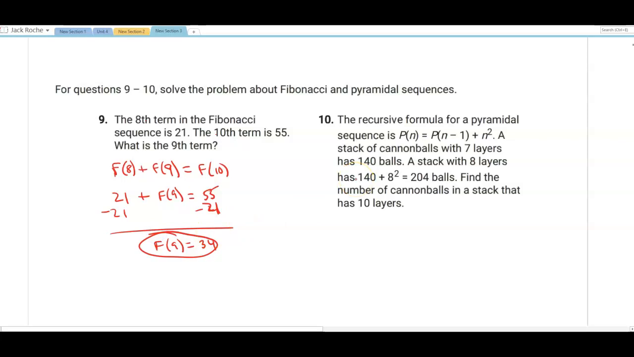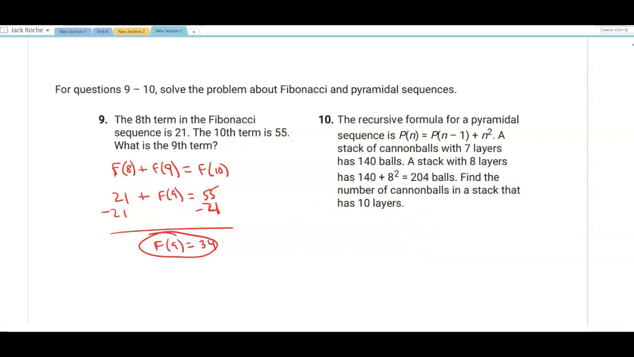Now the recursive formula for a pyramidal sequence is P of n equals P of n minus 1 plus n squared. A stack of cannonballs with 7 layers has 140 balls. A stack with 8 layers has 140 plus 8 squared, or 204 balls. Find the number of cannonballs in a stack that has 10 layers.